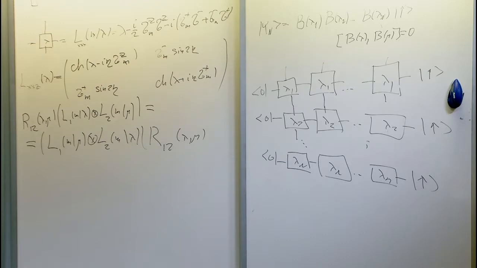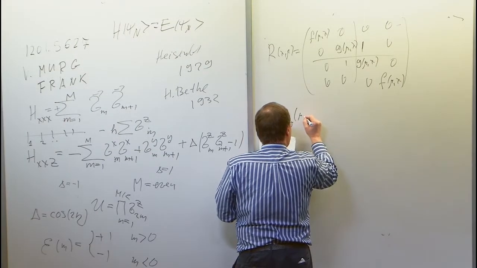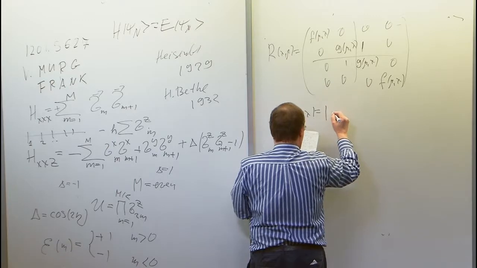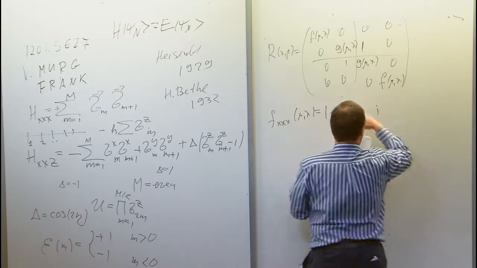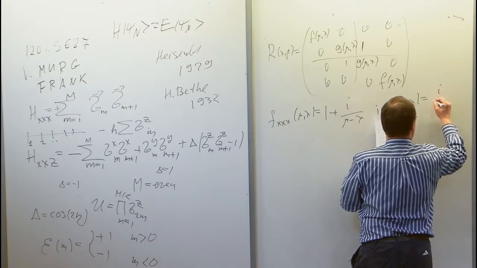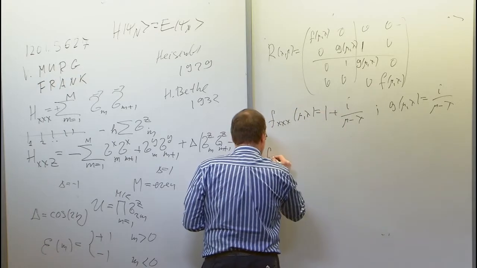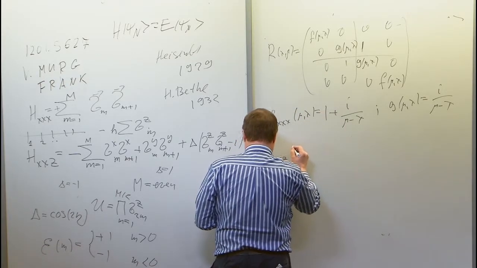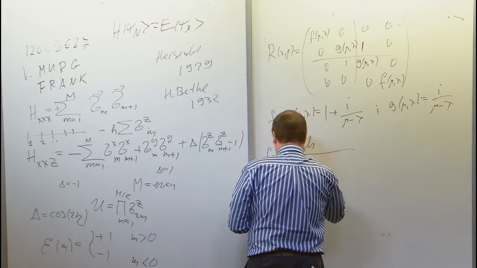They're different in the XXX and XXZ cases. In the XXX case, F of mu, lambda is 1, and G is just this piece: G of mu, lambda is i over mu minus lambda. So this was the XXX case. In the XXZ case, which is the q-deformation, I have to use hyperbolic sine functions.